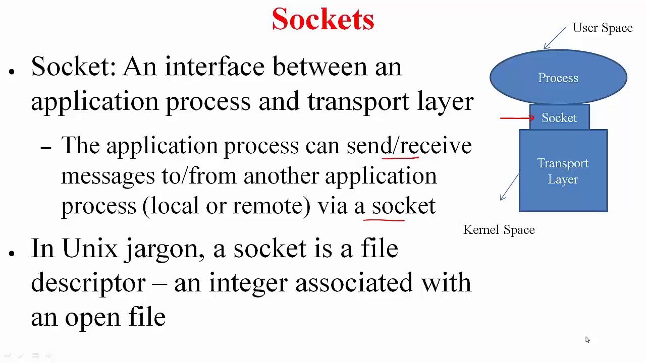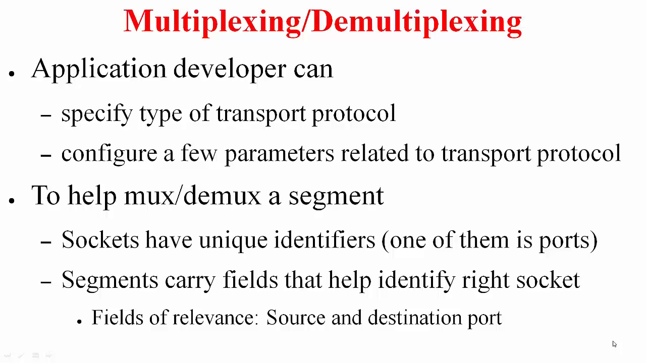We will cover more of this under socket programming. An application developer, when interfacing with a transport layer, can potentially specify the type of transport protocol he wants to use, either UDP or TCP. And he could also configure a few parameters related to the particular transport protocol, for example, what segment size to use.